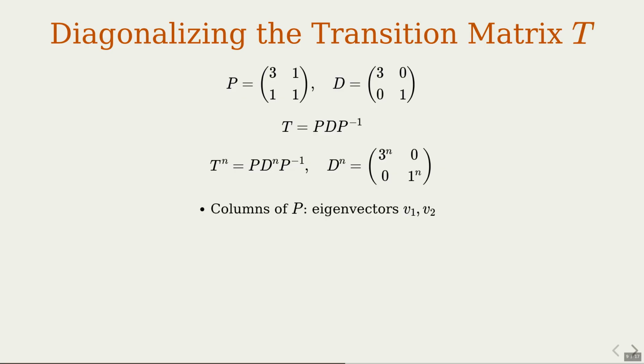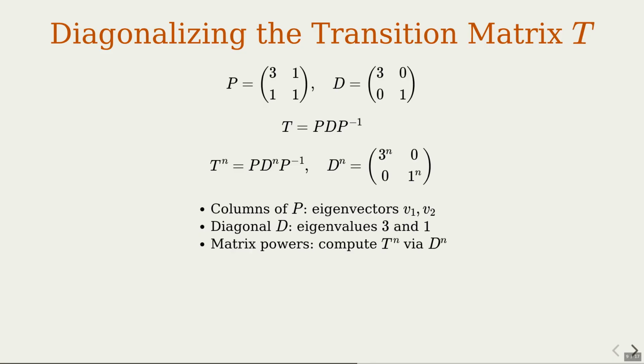P is the bridge between the original coordinates and the eigenvector coordinates. D captures how each eigendirection is scaled when T acts once. So to understand the recurrence for any n, I really just need to understand powers of 3 and of 1. Next, we will plug in the actual starting values and see how the state decomposes into these eigendirections.